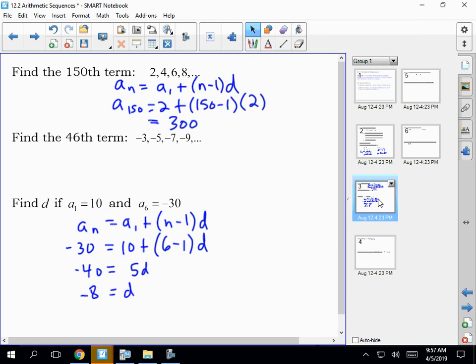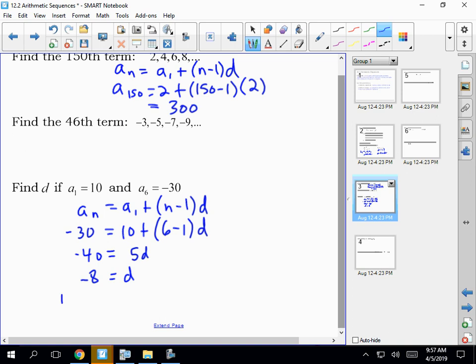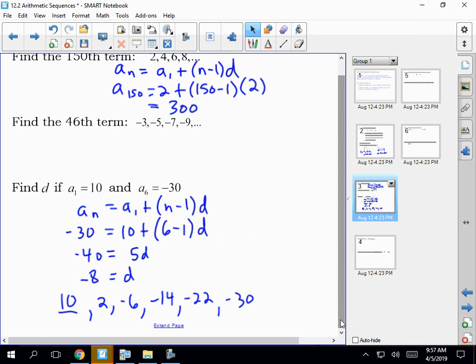You could check it. Starting at 10, if you keep subtracting 8, will you end up at negative 30? And that's literally what we're doing. Starting at 10, next one would be 2, and the next one would be negative 6, negative 14, negative 22, and then negative 30. Is that the sixth term? There's 1, 2, 3, 4, 5, 6. Yep. So the difference is negative 8. Keep subtracting 8 from the previous term, you'll land at negative 30 for the sixth term.